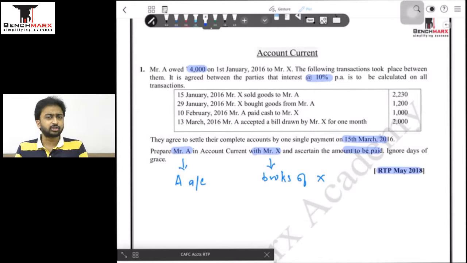So we'll have which columns? One column for date, one column for particulars, one column for amount, one column for due date, one column for number of days, and one column for product, because the question is silent. So we can solve the question on the product method, which is a comparatively easier method compared to the interest method, because in the interest method we will have to compute the interest n number of times for every transaction. So if the question is silent, always prefer the product method, because that is convenient and quick. So let us start with the ledger.